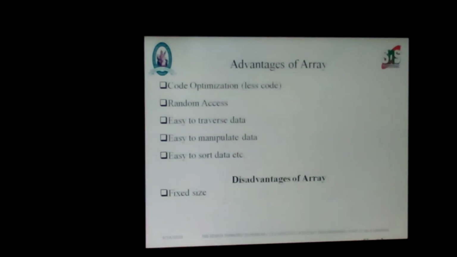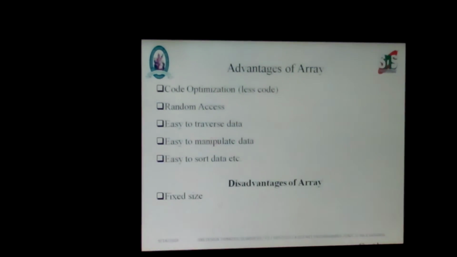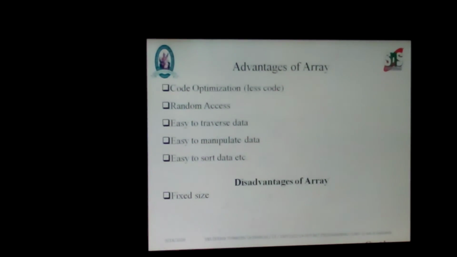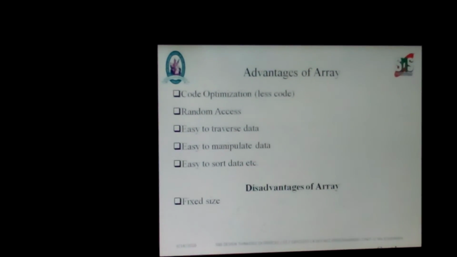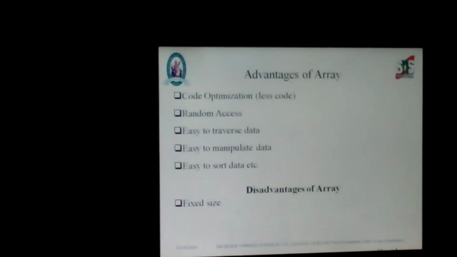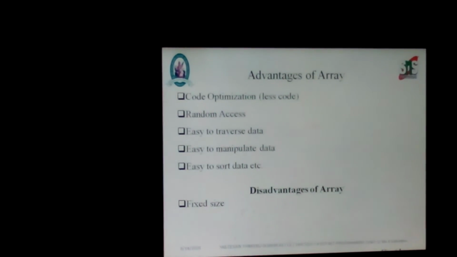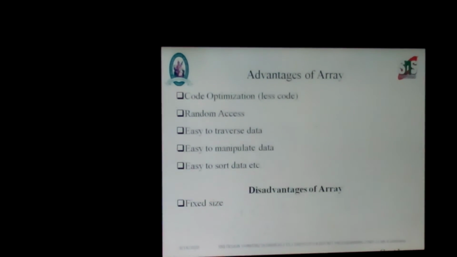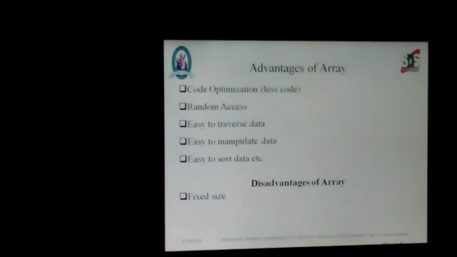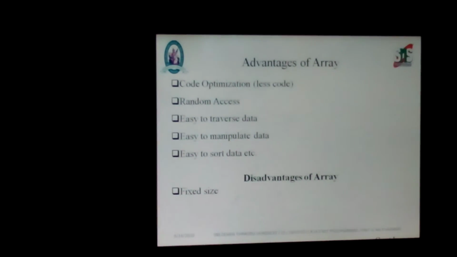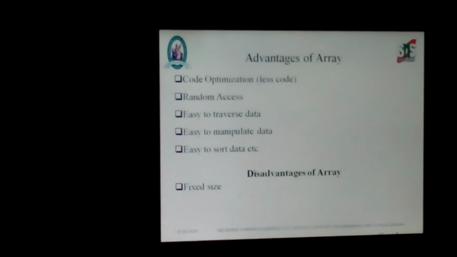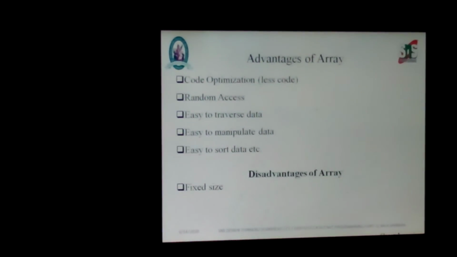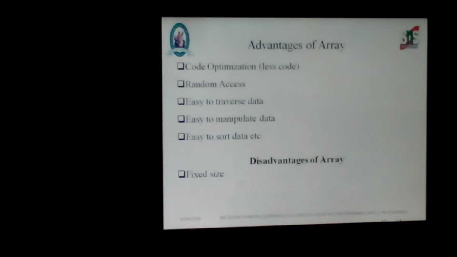Advantages of an array. We have less code while developing code in array. By using array concepts, the code will be very minimal. So that is a major advantage in C#. Another important thing is we can randomly access an array, as well as easily traverse the data from one element to another. So that is also one advantage in array concept. We can manipulate the data in an easy way. That is also a major advantage in array. And then we can sort the data easily.